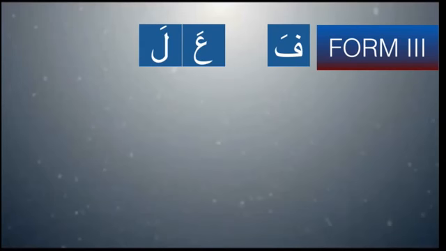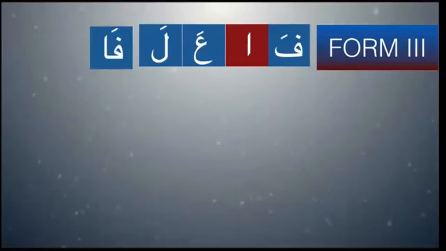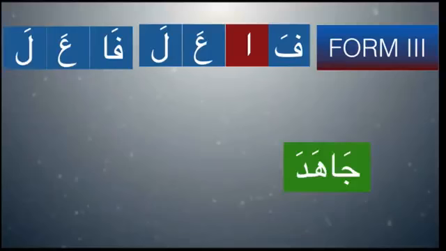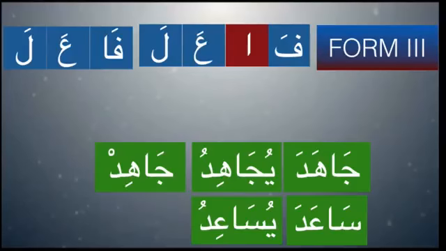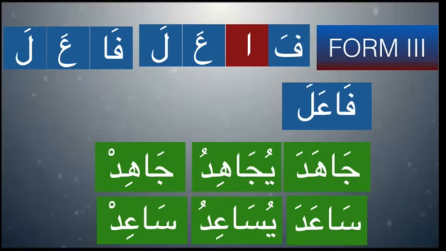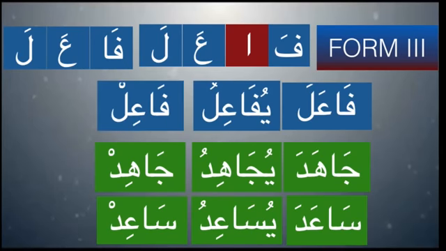And form 3, we know how it's formed. We bring the fa kalima, ain kalima, and lam kalima, and the fa kalima will get an alif, so the sound is prolonged. Instead of fa'ala, it will be faa'ala. Examples we have are jahada, yujahidu, jahid, and sa'ada, yusa'idu, sa'id. So that's the pattern: faa'ala, yufaa'ilu, and faa'il, which is the amr form for form 3.